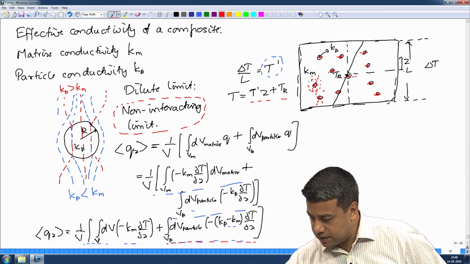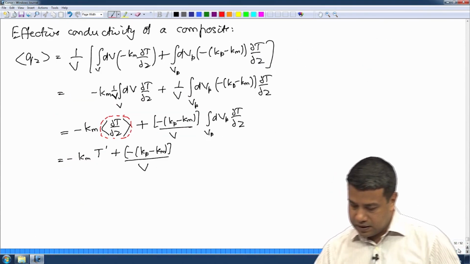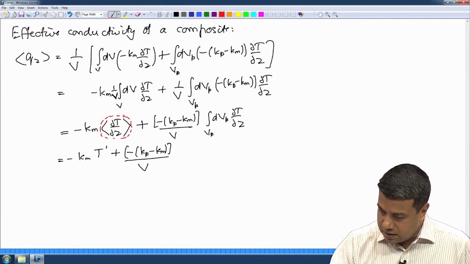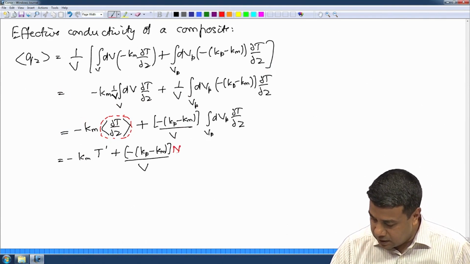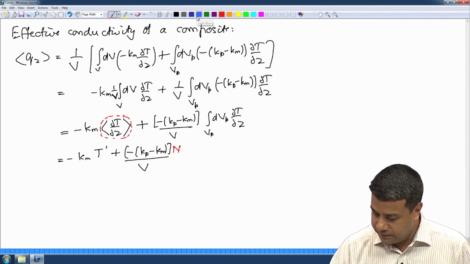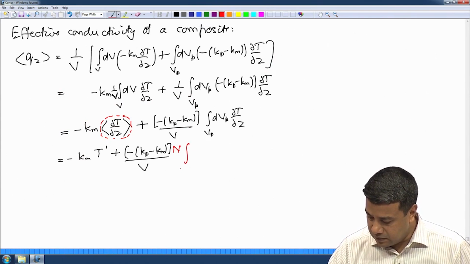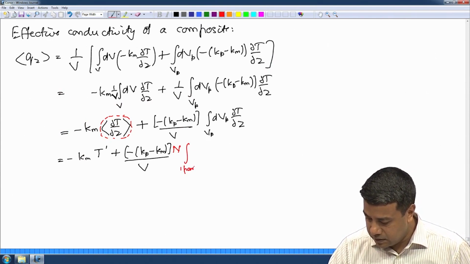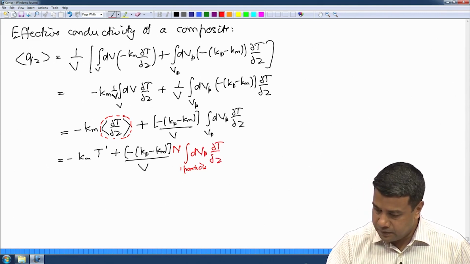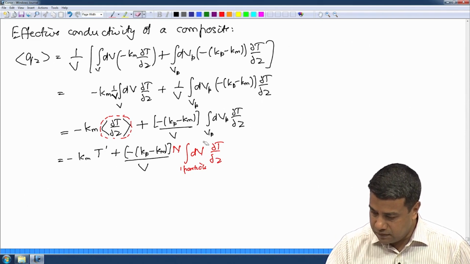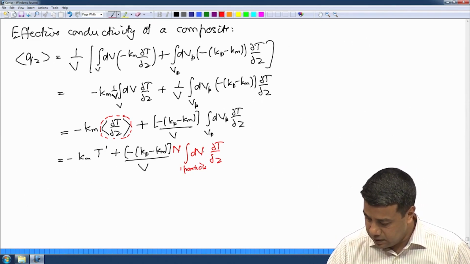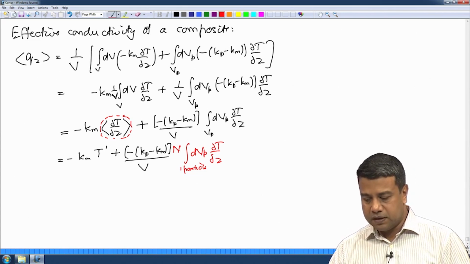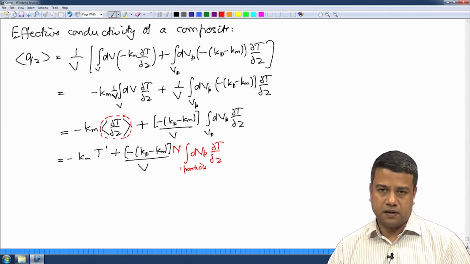Therefore, this summation I can write as the number of particles within this differential volume, times the integral over one particle. This comes out of the non-interacting assumption.